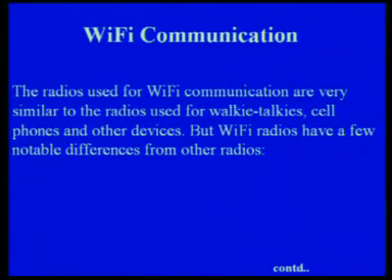Now, how does Wi-Fi communication happen? This slide shows it. The radios used for Wi-Fi communication are very similar to the radios used for walkie-talkies, but the difference is that they transmit frequencies ranging from 2.4 gigahertz to 5 gigahertz. So the frequencies are very high, the data transmitted is large, and you can get information from the internet very fast. Now, what do you mean by a Wi-Fi hotspot?